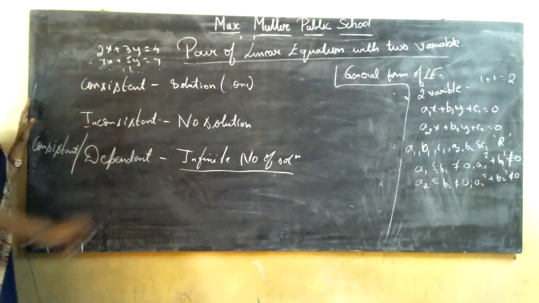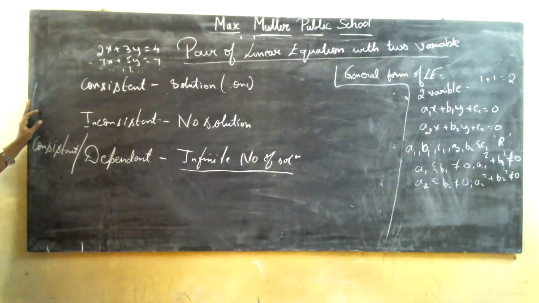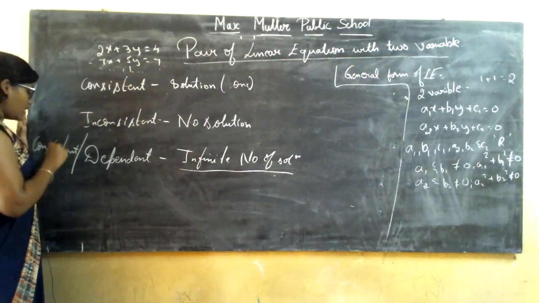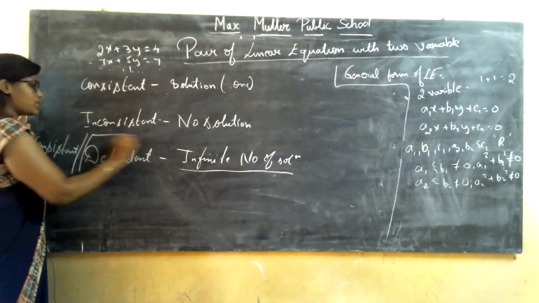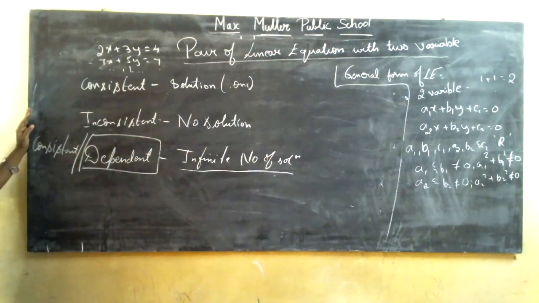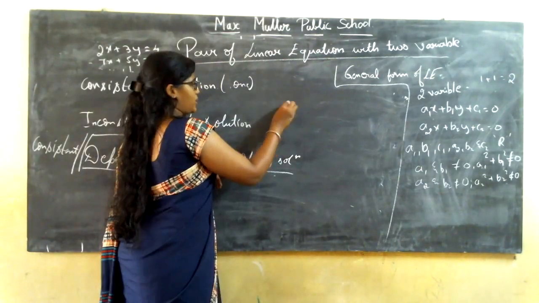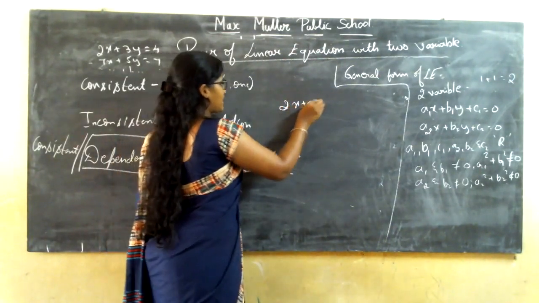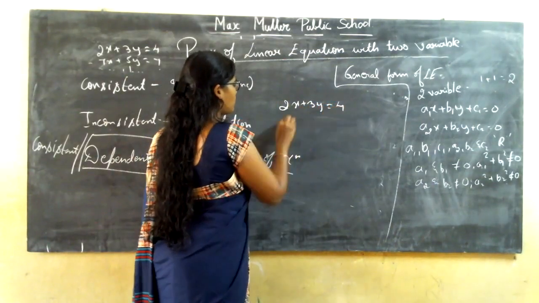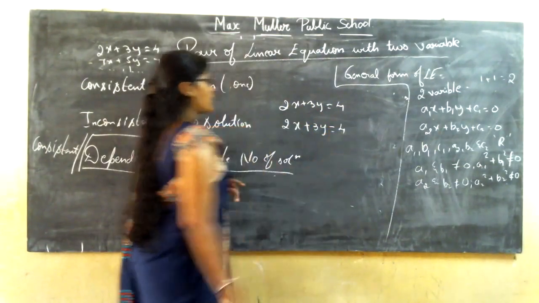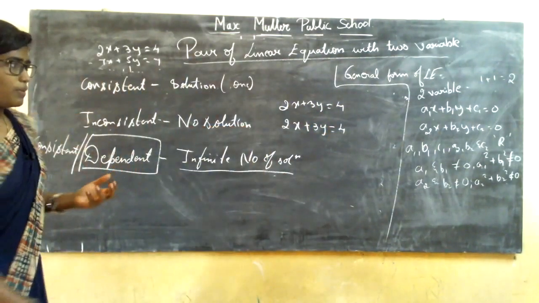Inconsistent means you should not get even a single solution. If the problem does not have a solution, then you are going to say it is an inconsistent solution. Then dependent, we mainly use it as dependent. What is this dependent? If you have an equation, it might be 2x plus 3y is equal to 4, and the other equation will also have the same numbers, that is 2x plus 3y is equal to 4.